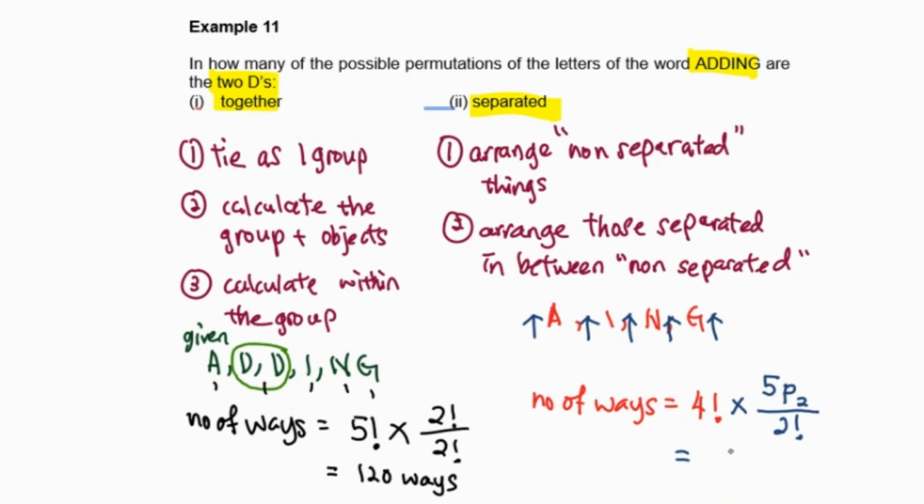So therefore, finally, I will get 240 ways. That's all.